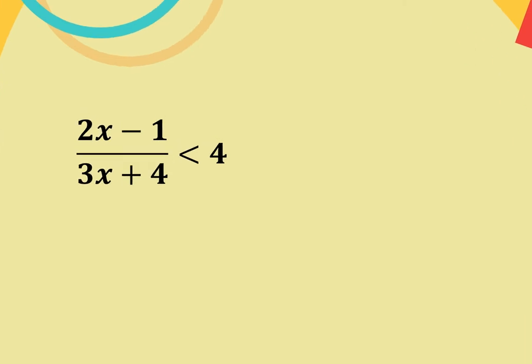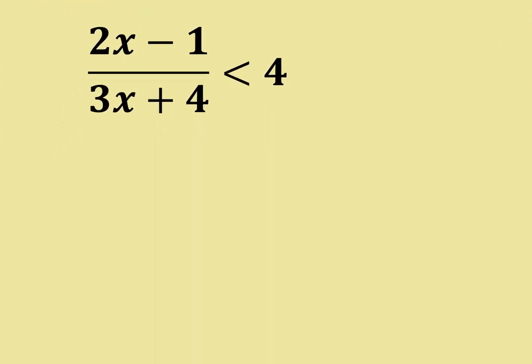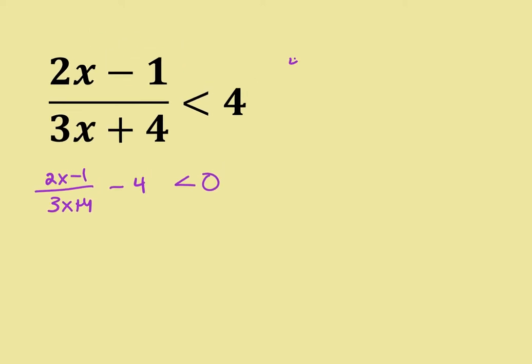What are we going to do? Move the 4 to the other side. So 2x minus 1 over 3x plus 4 minus 4 is less than 0. I have to make 4 over 1 become something over 3x plus 4. So I'm going to multiply by 3x plus 4. And I'm going to distribute. So I get 12x plus 16. And that takes over this. So this becomes 12x plus 16 over 3x plus 4.